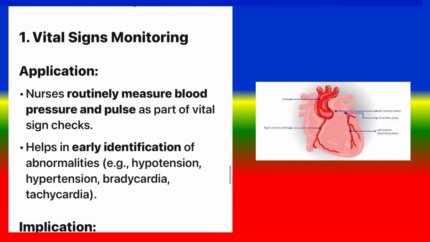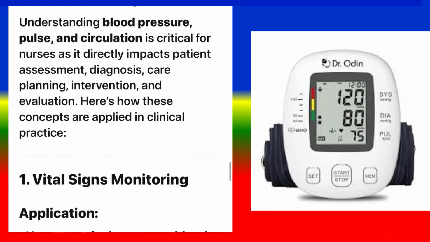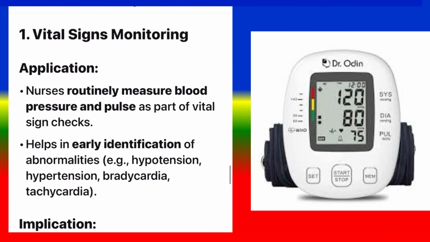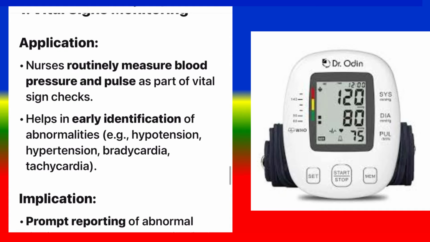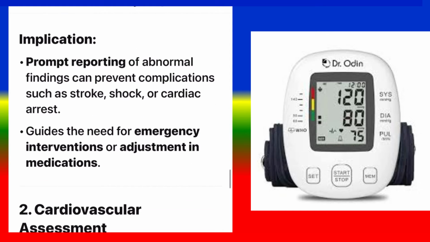1. Vital signs monitoring. Application: Nurses routinely measure blood pressure and pulse as part of vital sign checks. This helps in early identification of abnormalities, e.g. hypotension, hypertension, bradycardia, tachycardia. Implication: Prompt reporting of abnormal findings can prevent complications such as stroke, shock, or cardiac arrest. Guides the need for emergency interventions or adjustment in medications.